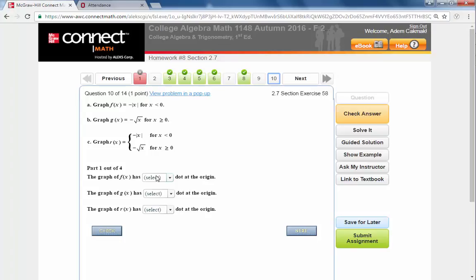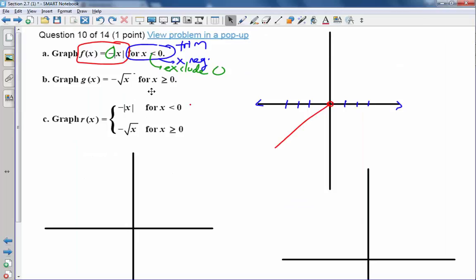So, graph of f of x has an open dot. Again, open dot means it's not filled in. There is a hole there. So far, that's the only thing I can answer. We need to find out g and h next. Okay? Let's do g next.